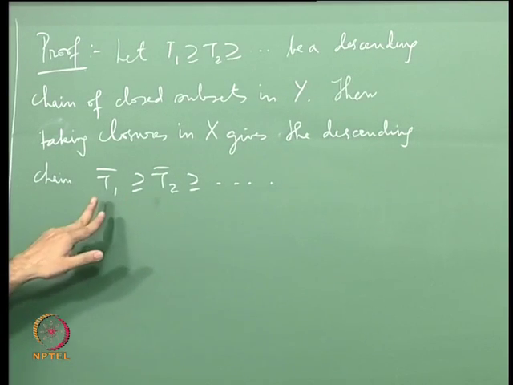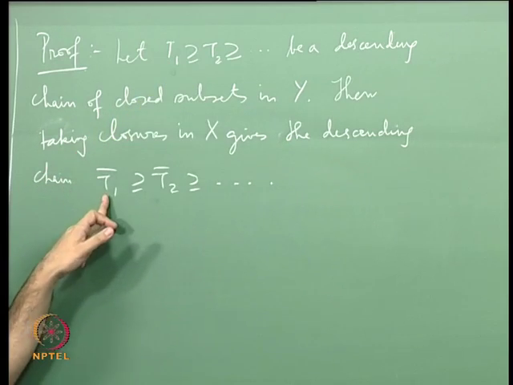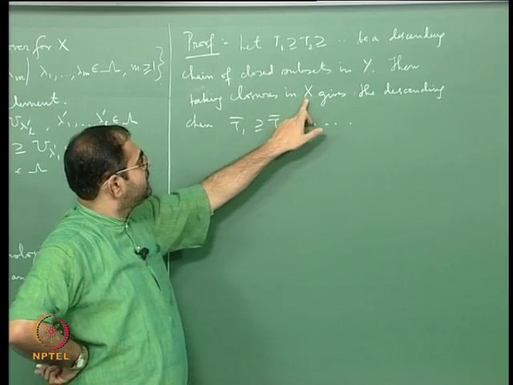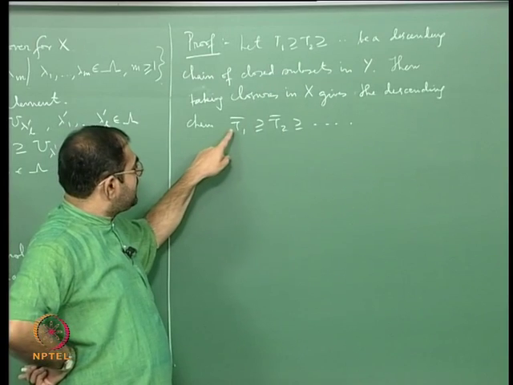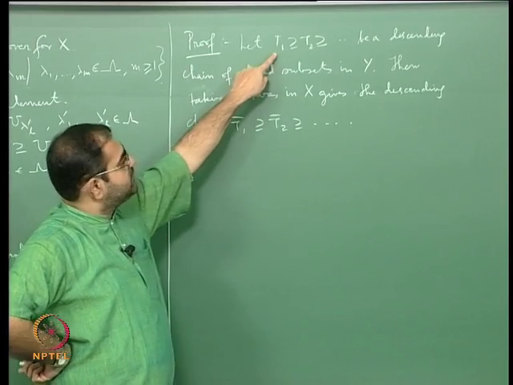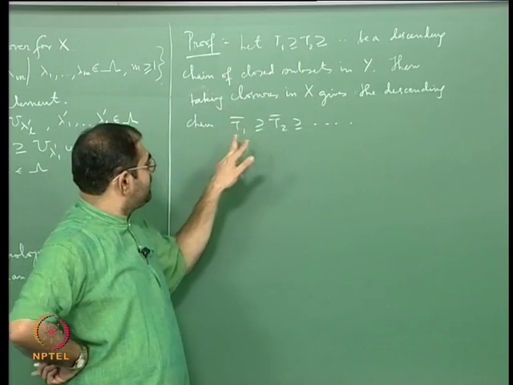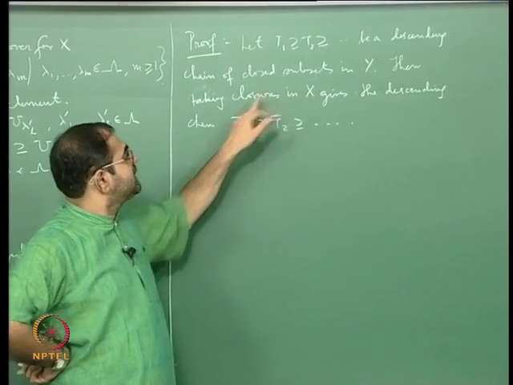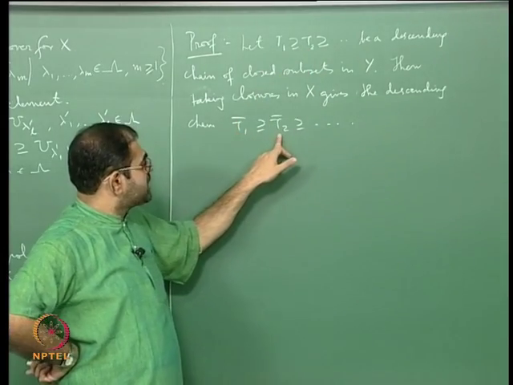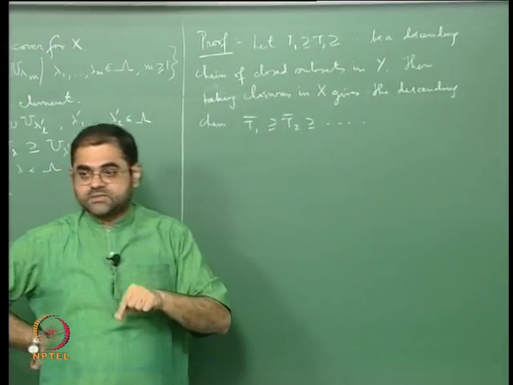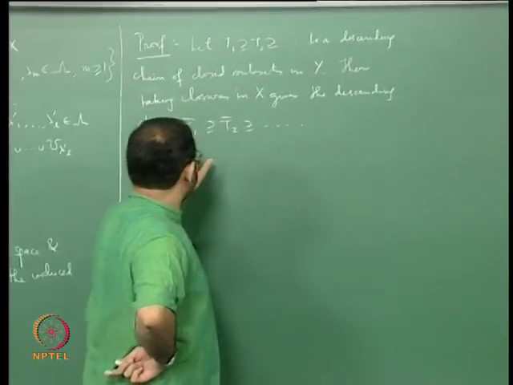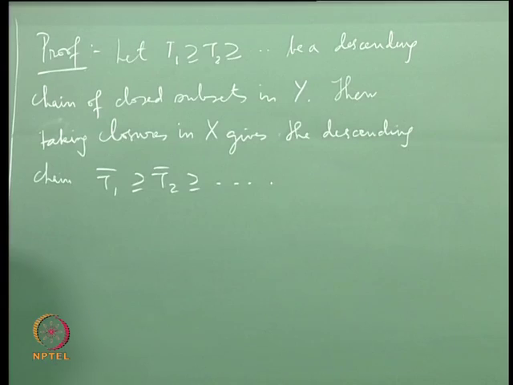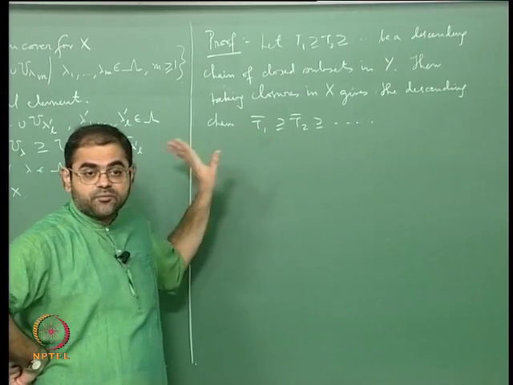What you must understand is that T1 closure is the closure of T1 in capital X, and T2 closure similarly is the closure of T2 in capital X. And see, T1 closure contains T1 which contains T2, so T1 closure is a closed set in capital X which contains T2, and therefore it has to contain T2 closure, because T2 closure is the smallest closed subset of capital X which contains T2. That is how this descending chain gives rise to this descending chain. But then what do you know about capital X? You know that it is noetherian, and therefore this descending chain has to stabilize at some point.